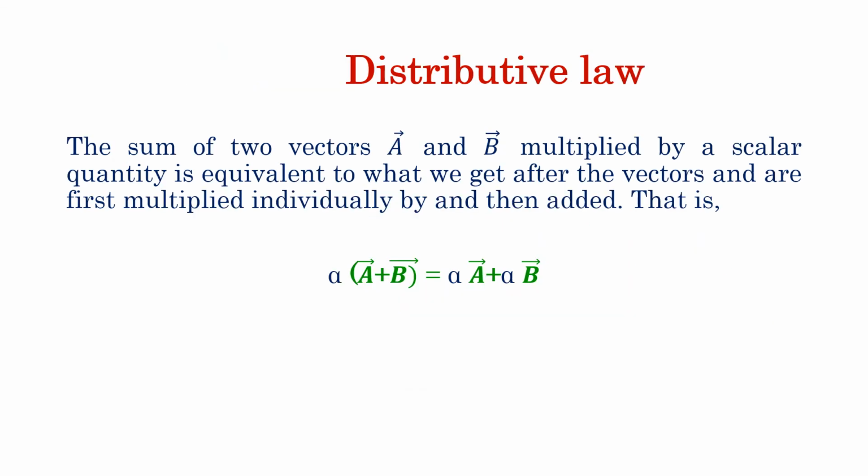The next law, the last one, is the distributive law. The sum of two vectors that is multiplied with A should be equal to the vectors A and B multiplied individually and then added together. Here also the result of both should be the same.